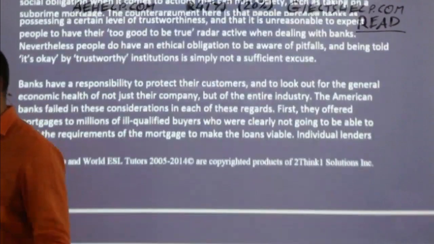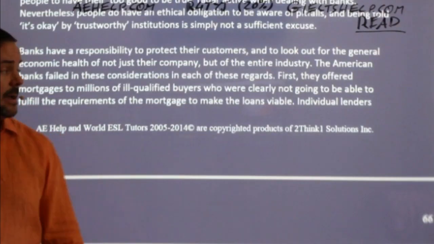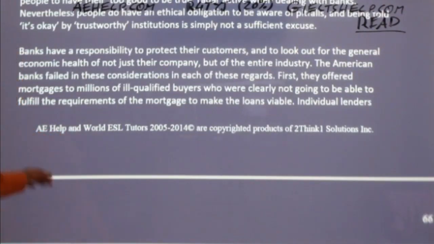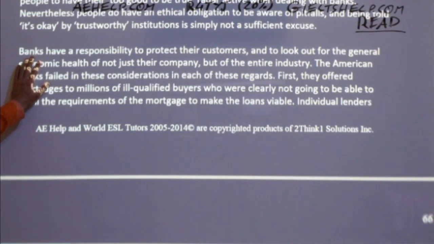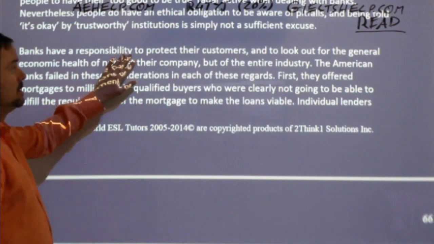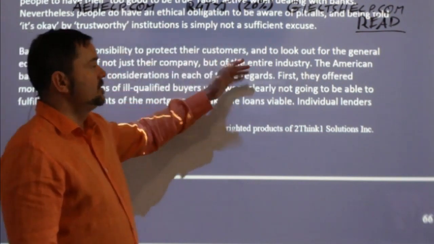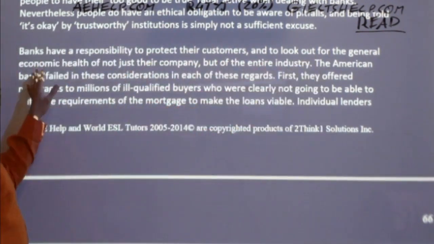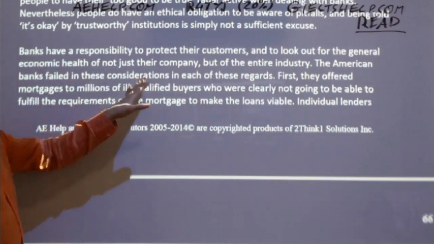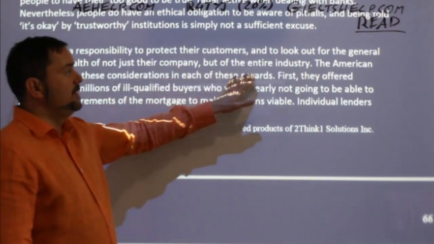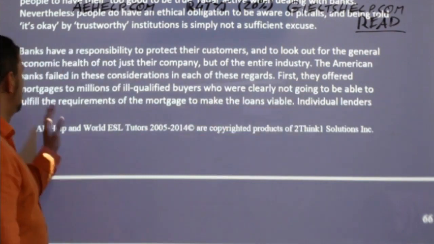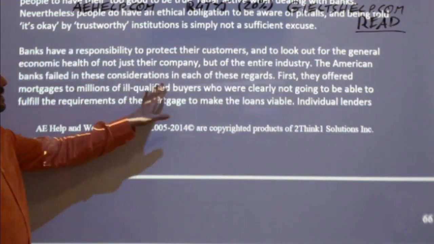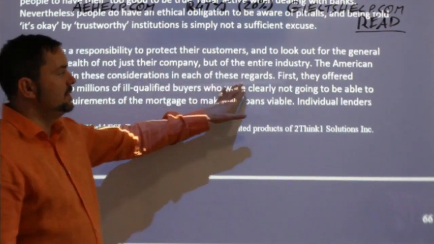Okay, let's keep going. That's all you really need to understand from that paragraph. Here we go. Next paragraph. Banks. Hey, look at that. Just like we thought from the thesis statement. Banks have a responsibility to protect their customers and to look out for the general economic health of not just their company, but of the entire industry. The American banks failed in these considerations in each of these regards.